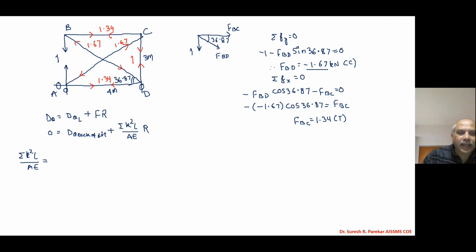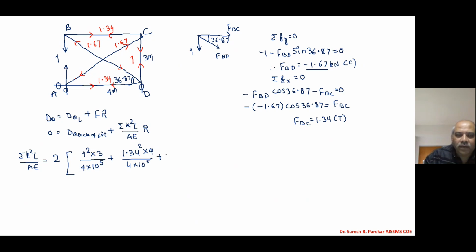Now we have member AB and member CB the same, so we have it twice. So I will take 2 outside. Then we will go first to my vertical member AB. So 1, so we have 1 square. L we have for this 3, and AE we have 4 into 10 raised to 5. Then we have second, that is the horizontal member, 1.34 square into 4 divided by the same value of AE, 4 into 10 raised to 5.